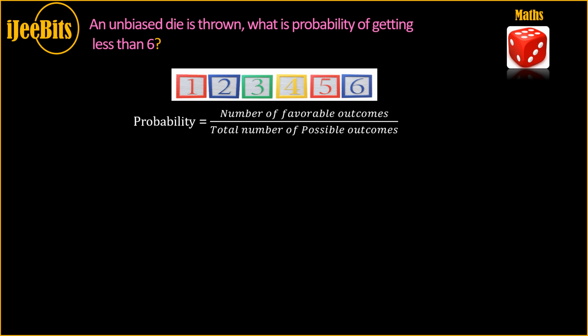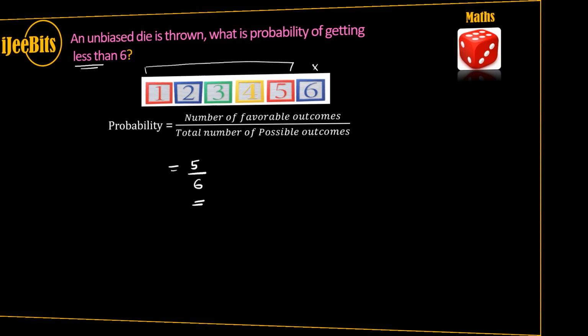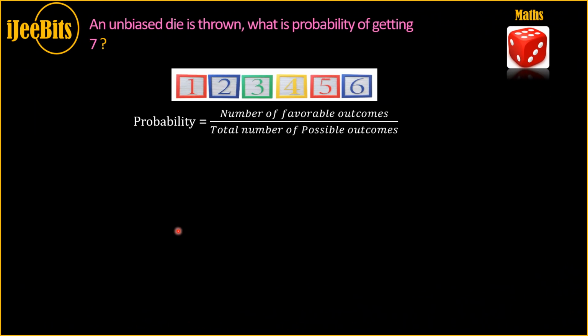Look at this case. What is the probability of getting less than 6? Less than 6 means only this: you are trying to get between 1 to 5, including 1 and 5, but not a 6. So your favorable cases are only 5, and your total is 6. So 5 by 6 is your answer.